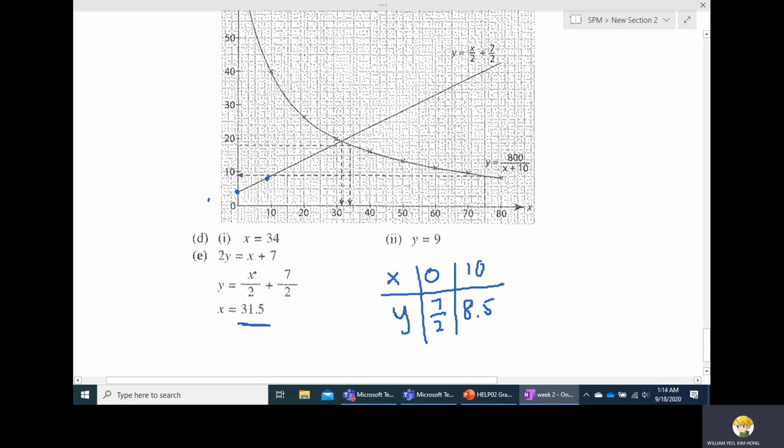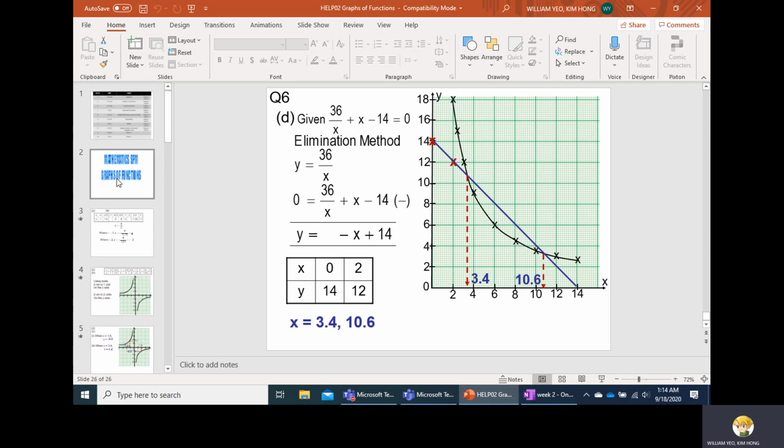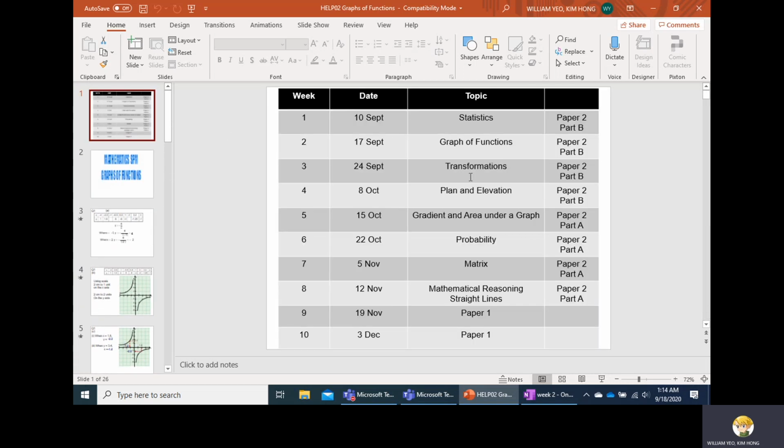So for next week, we are going to do, let me show you, transformation. This is also very important because it will again give you 12 marks in paper 2 part B. And the following week, sorry, the 2 weeks after that, 1st of October we have no math class. Refer to this. So week 4 we will do plan and elevation. This is also not difficult. As long as you practice, make sure you get some marks.